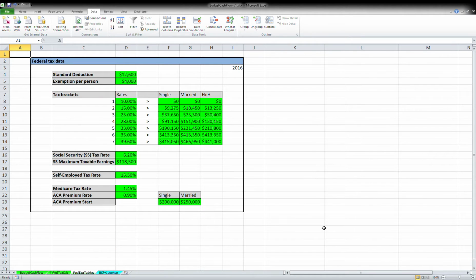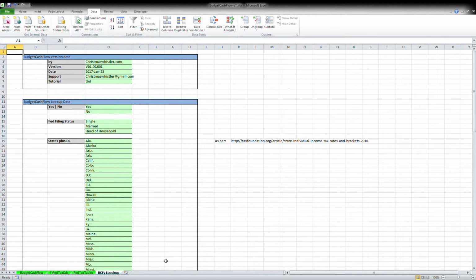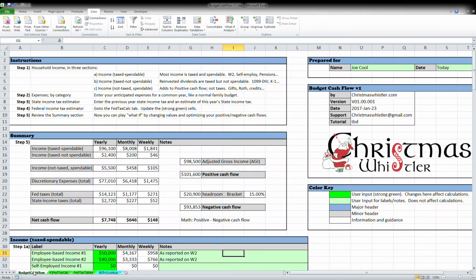There are some federal tax tables. This has already been updated for 2016. As you get into 2017 and beyond, these tables may change. You can update these. I'll keep them up to date myself, but you have the ability in those dark green cells to adjust the federal tax brackets, the standard deduction, and some of the other values needed to estimate your federal taxes. And this last tab here is just for lookup purposes for the execution of the program.